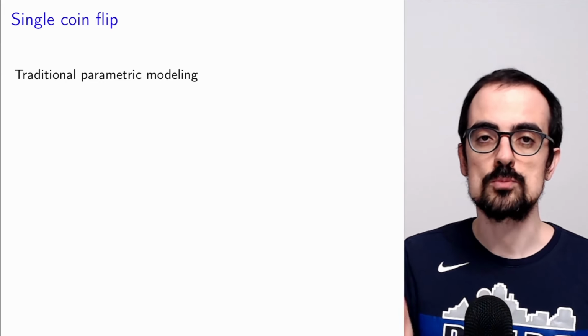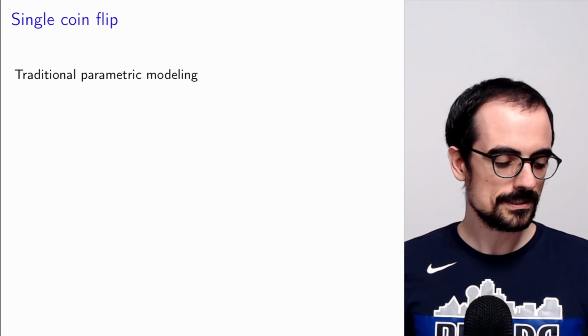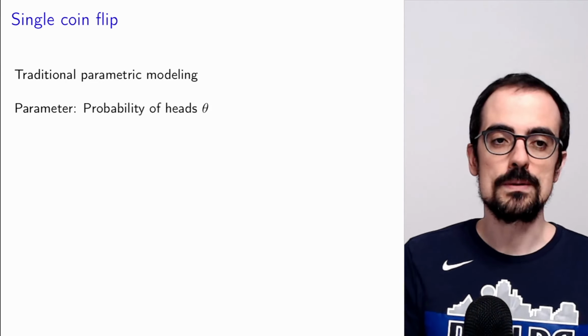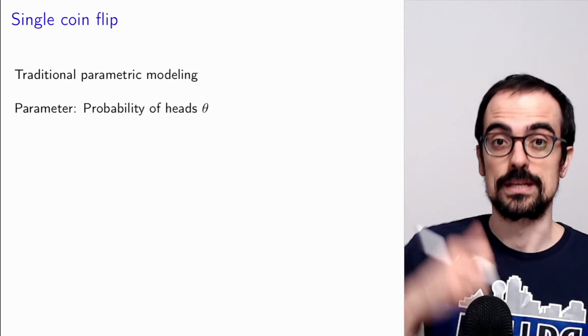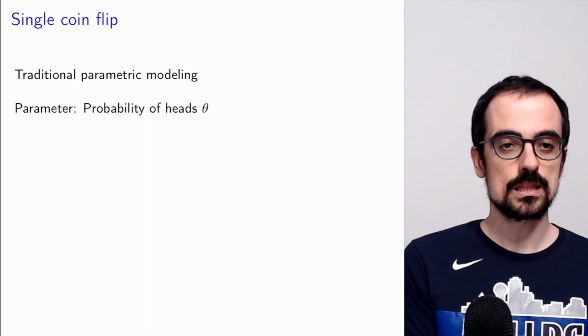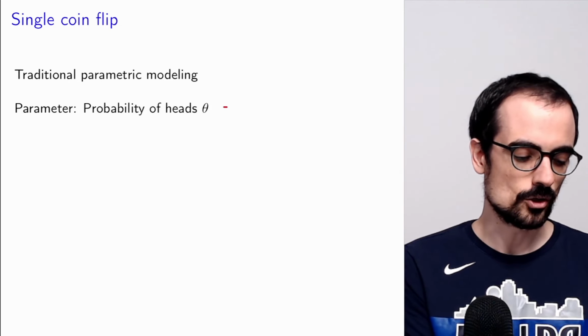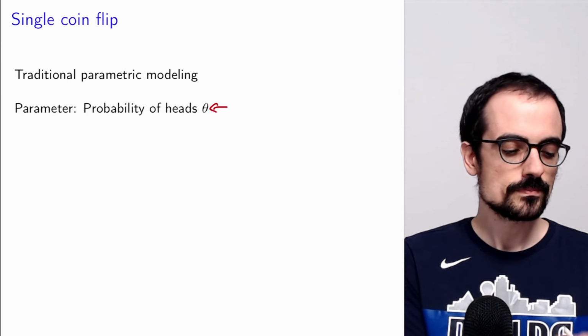So here we're going to model a single coin flip, okay? And our parameter of interest is going to be the probability of heads, the probability that when we flip the coin, it lands on heads. We call this parameter theta. In the traditional parametric modeling framework, this is just a constant, okay?